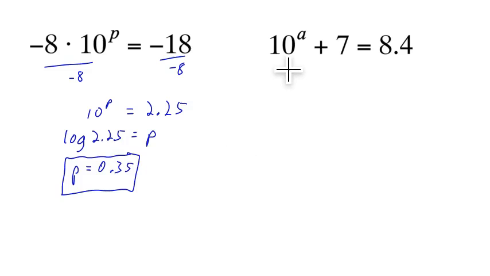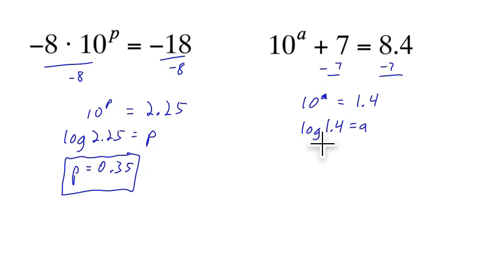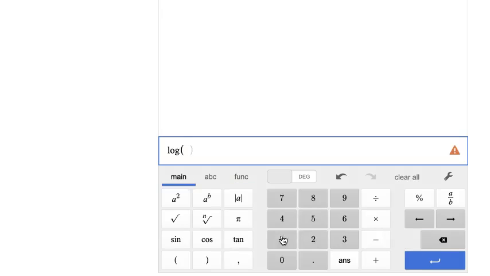Once again, we need to get the exponential expression all by itself, so let's subtract 7 from both sides. We'll rewrite it with logarithms. It's base 10, so we can use the common log. So log of 1.4 equals a. We understand the base is 10 when we don't write it. And to the nearest hundredths place, we get 0.15.